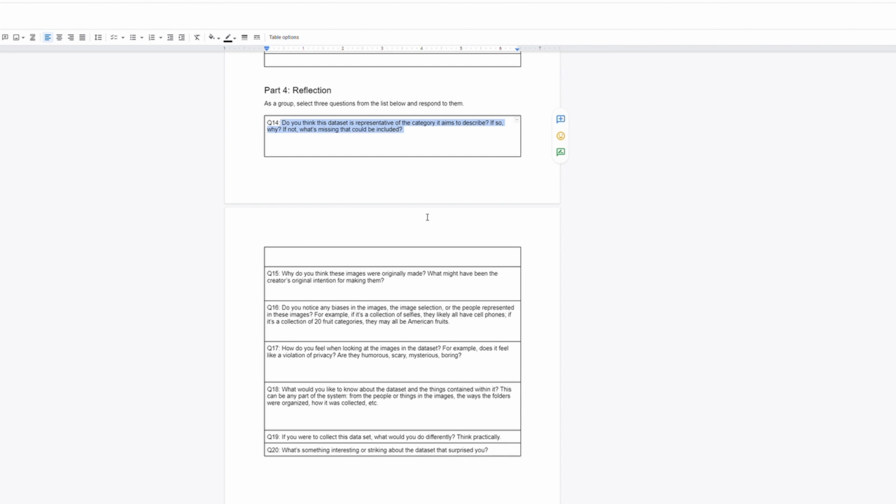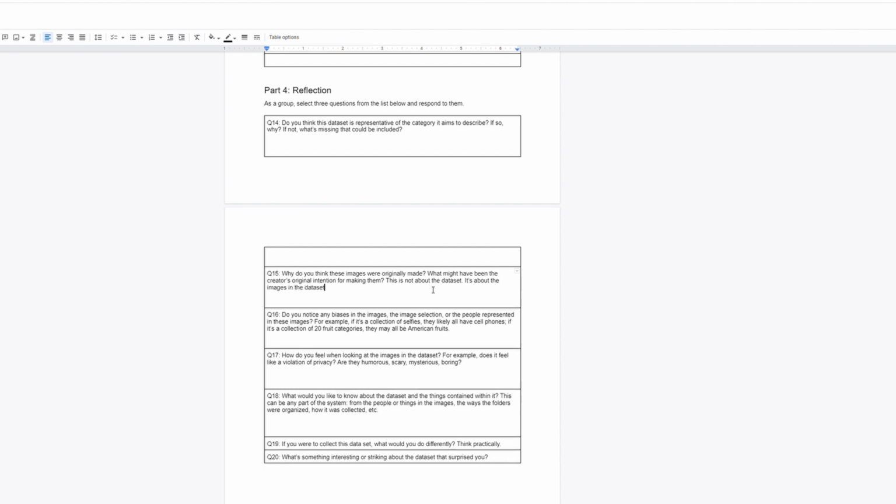So the other question, question 15, that you might choose to answer is, why do you think these images were originally made? What might have been the creator's original intent for making them? This is not about the data set. I'm going to add that in now. This is not about the data set. It's about the images in the data set.